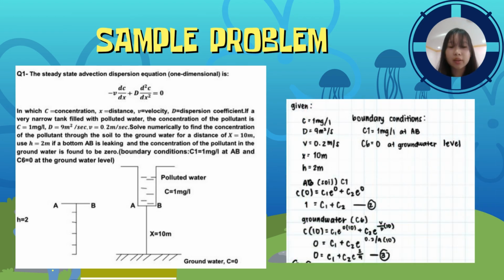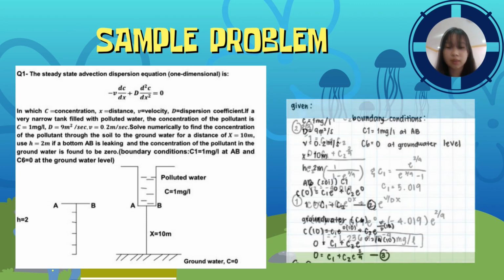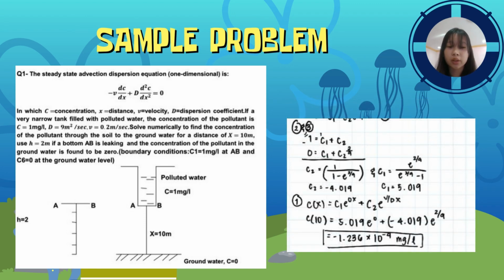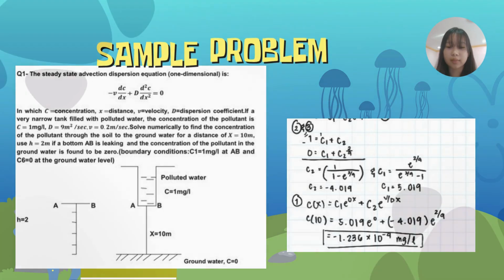Then, by applying the given and the boundary conditions, which is 1 milligram per liter at AB and 0 at groundwater level, we have our second equation, which is 1 equals C sub 1 plus C sub 2. And our third equation, which is 0 equals C sub 1 plus C sub 2 e raised to 2 over 9. Solving using the second equation and the third, we have our C sub 1 and C sub 2. Then substituting the C sub 1 and C sub 2 in the first equation, we have the final answer, which is 1.236 times 10 raised to negative 4 milligrams per liter.